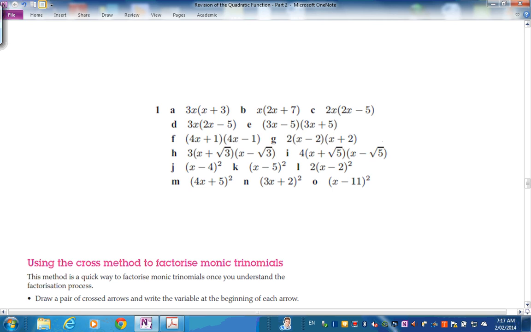I'm just thinking here, of course, we've got some root 5s in there. Did you spot that? x squared take 5 can be factorised with root 5. Okay, let's go on.